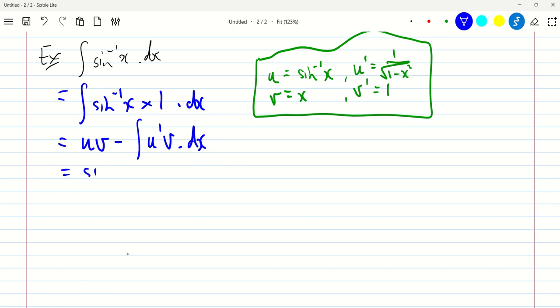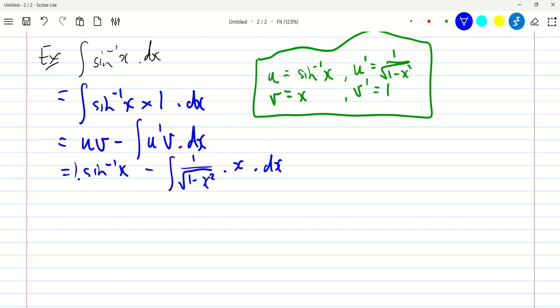So arc sine is u, v is 1, so I'll just put a 1 so you can see what I'm talking about. 1 times arc sine x, minus the integral of u dash, and u dash is 1 over root 1 minus x squared. That's my u dash, and my v is x, and so times x dx.